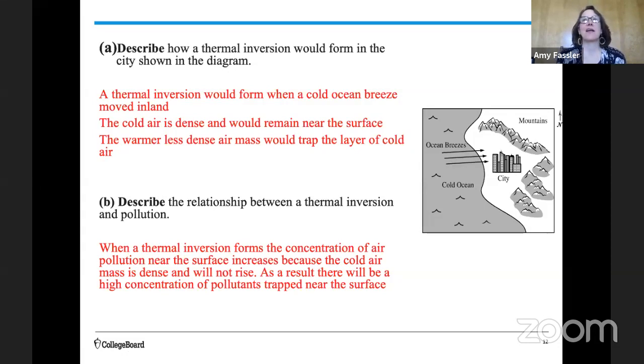I can't just say there's a relationship between a thermal inversion and air pollution. To describe that relationship, I would have to say when there is a thermal inversion, there is more air pollution trapped down in that lower layer. And as a result, all those pollutants, that high concentration near the surface.